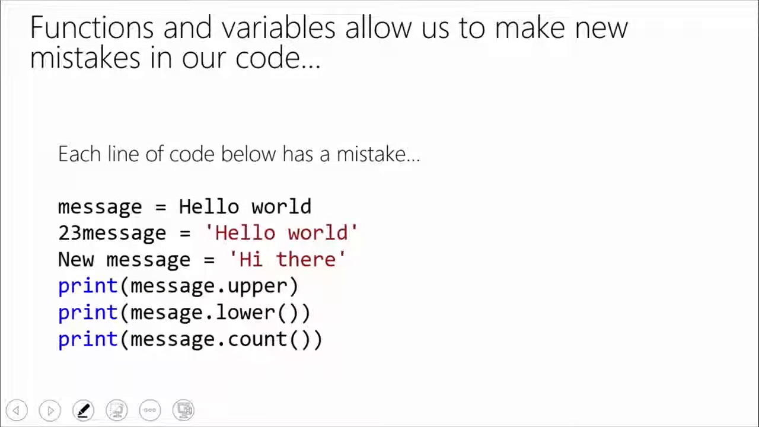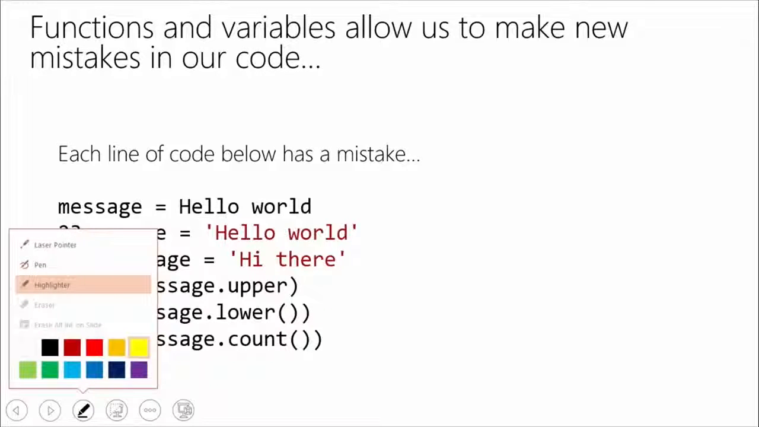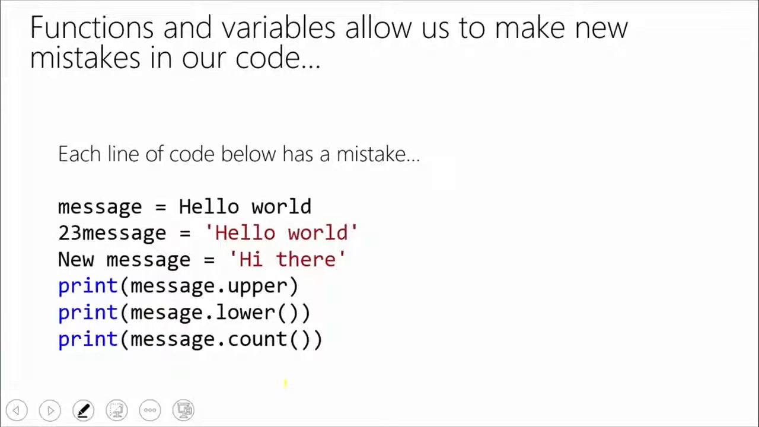Cool. So I've got good news and I've got bad news. Good news is functions are very powerful, can help us out. Bad news is they give us new opportunities to go in and make mistakes. So you are going to notice that each little line there does have a mistake. If we just kick through them here real quickly, with hello world, what is it? I think you're missing quotes around the string hello world. There you go.